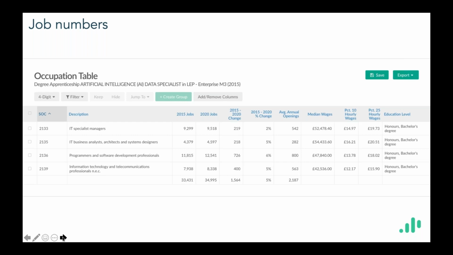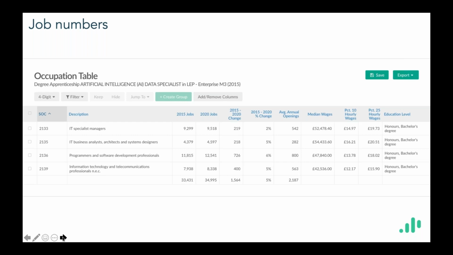Here, on this slide, you can see a screenshot from the occupation table in Analyst, where we're just looking at those occupations mapped to the AI data specialist standard. Being based here in Basingstoke, I've chosen to define my region of interest as the Enterprise M3 LEP region. I've also selected a time frame of 2015 to 2020 to get a sense of the direction of travel in terms of growth. For each occupation, and with totals on the bottom row, we can see how many jobs exist.